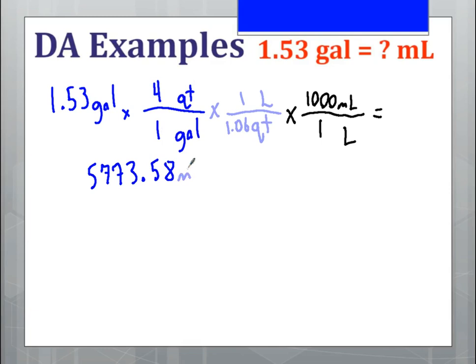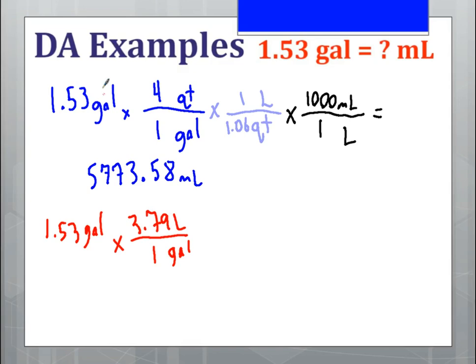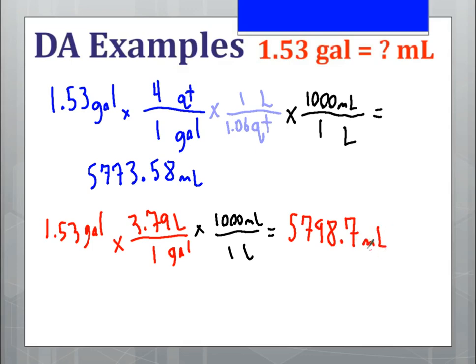Now, there's other ways we could do this. I could have gone, okay, 1.53 gallons times line, gallons down, and I could have changed that to liters. Liters would be 3.79 liters per gallon. And then after I did that, I could do that milliliter to liter step. Liters down, milliliters up. Again, we want them to cancel, so liters go down. 1 liter for 1,000 milliliters. And when I have this one, I will see that my answer is a little different. 1.53 in the calculator times 3.79 times 1,000 equals. And I see that this number is 5798.7 milliliters.